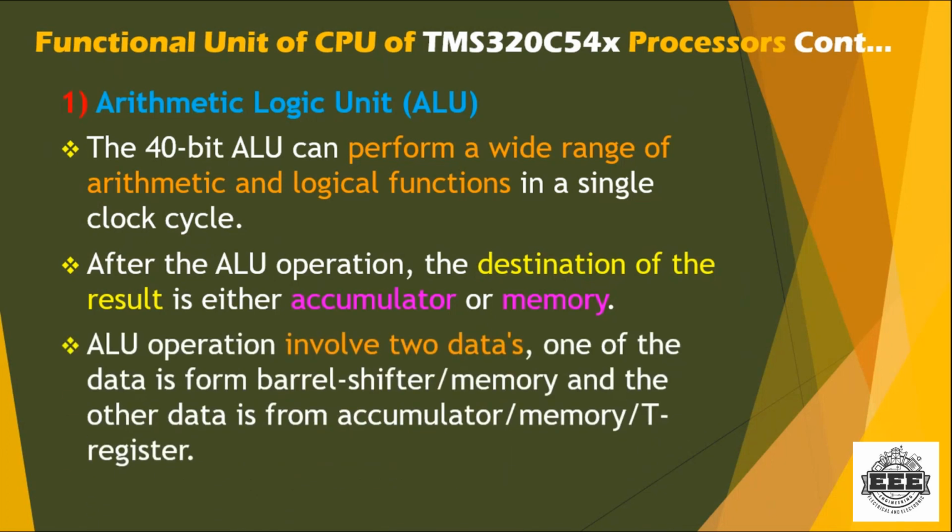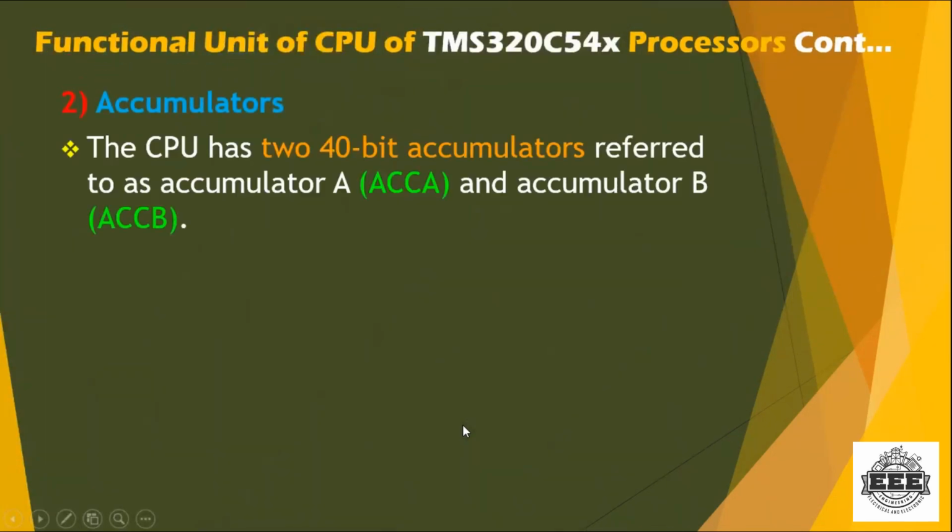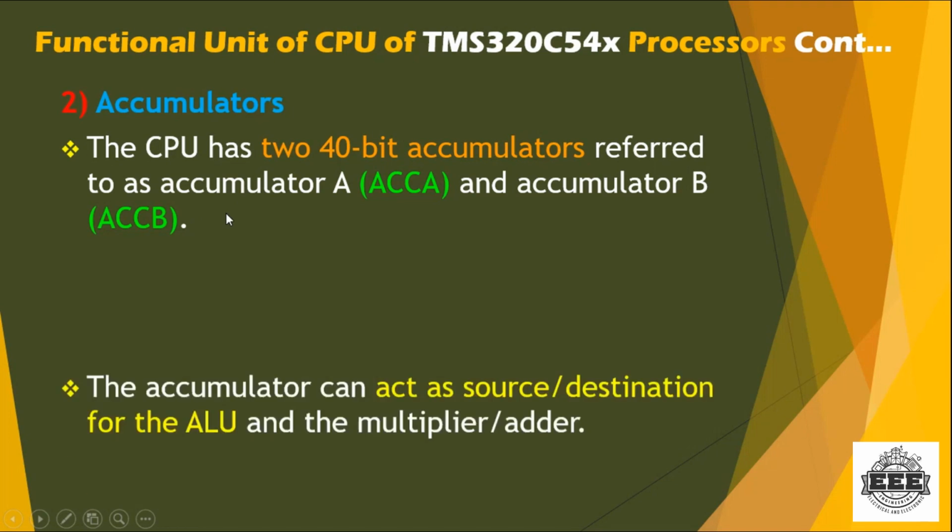The arithmetic logical unit operation involves two data inputs. One of the data is from the barrel shifter, and the other is from an accumulator. The next functional unit is the accumulator. It is also a 40-bit accumulator, but here two 40-bit accumulators are present in this 54x processor, accumulator A and accumulator B. These are named ACC A and ACC B.